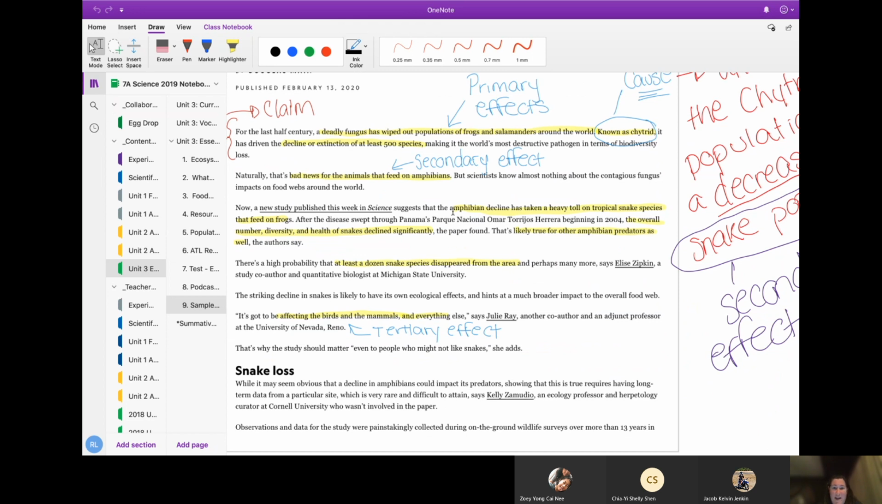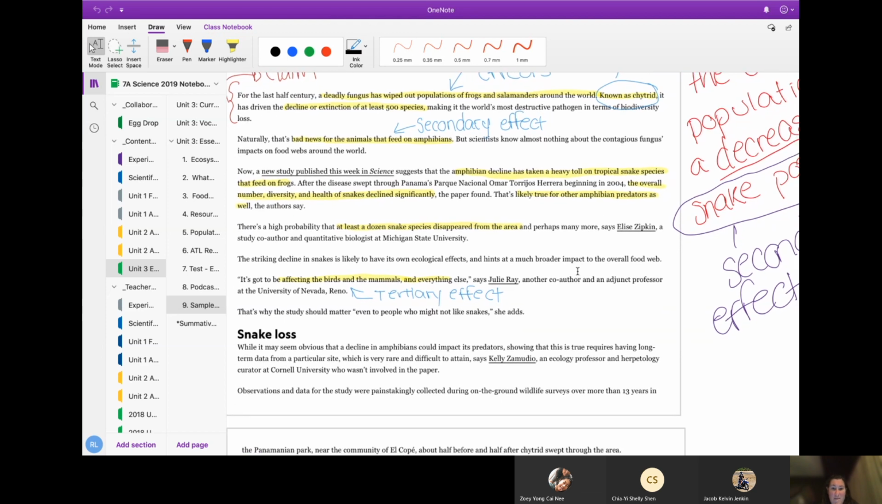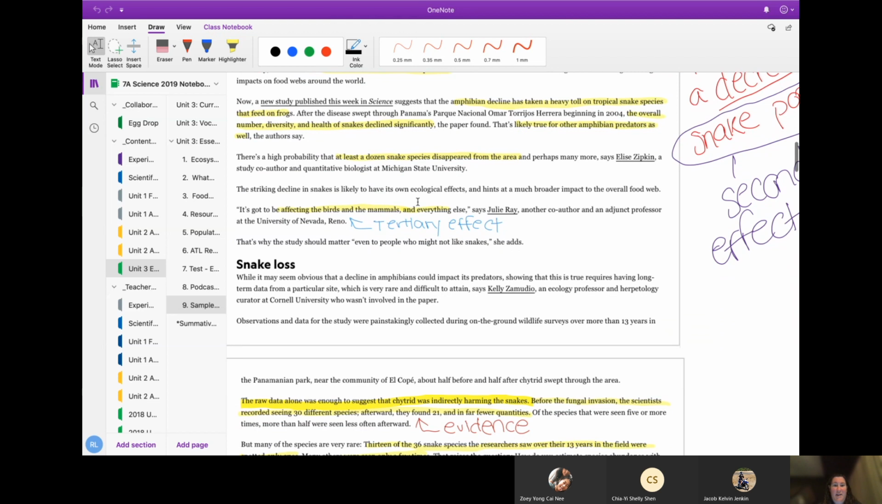So for example, in this one, I've highlighted some facts. Amphibian decline has taken a heavy toll on tropical snake species. That's kind of to support the claim, and that the diversity has declined. And a little bit further down, here's a fact. So this is kind of a piece of evidence. They think a dozen snake species have disappeared from the area. So I might identify this as evidence that I'm going to use later.